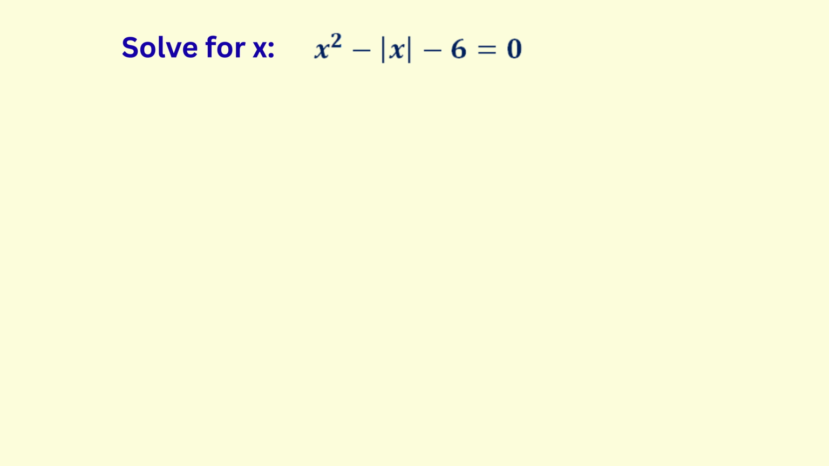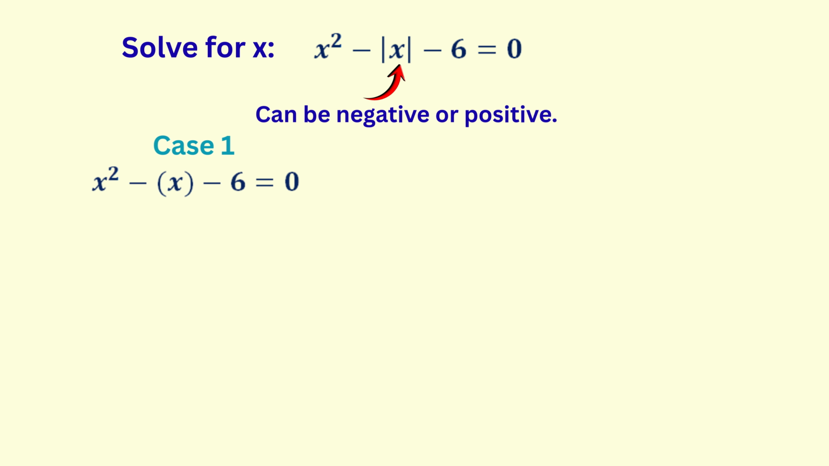We can apply this principle to solve the equation. We know the value inside the bars can be either negative or positive, so in one case we use positive x, while in the other case we use negative x. So we end up with two equations. Now we'll solve each equation separately.